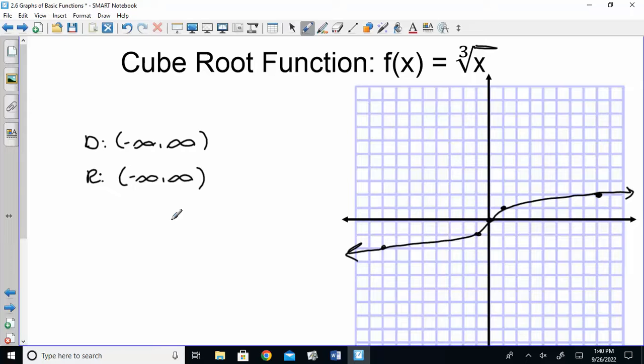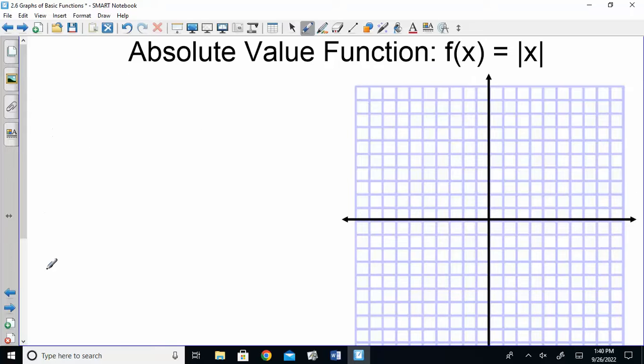The last common one that we're looking at here is the absolute value. You've done that one a lot. Why don't you see if you can draw the graph and tell me domain, range, increasing, decreasing. So what's the graph of an absolute value? Absolute value of 0 is 0, 1 is 1, 2 is 2, 3 is 3, negative 1 is 1, negative 2 is 2, negative 3 is 3. So we've got this V.